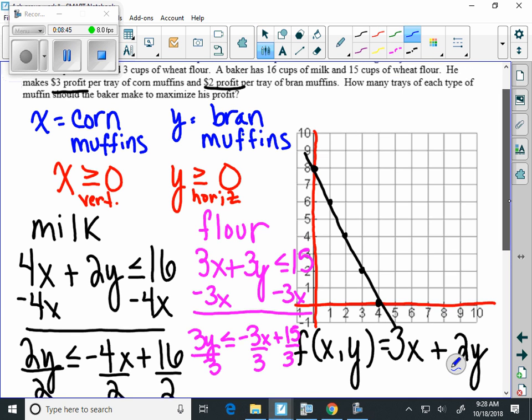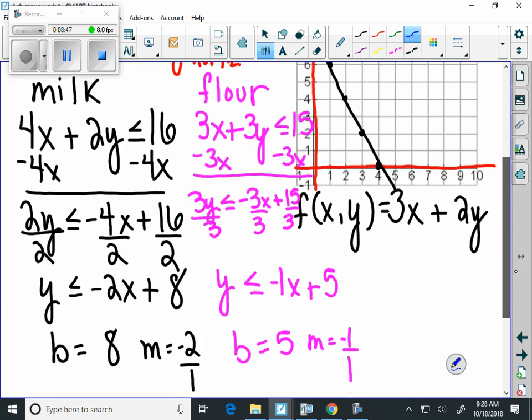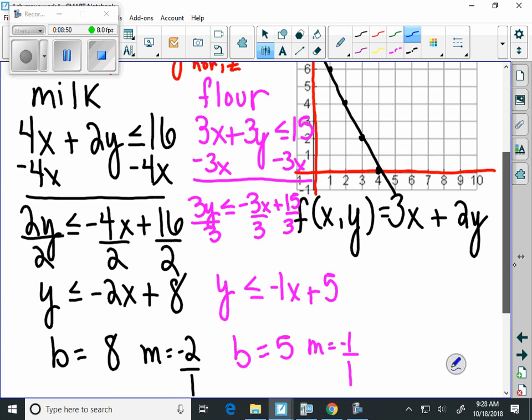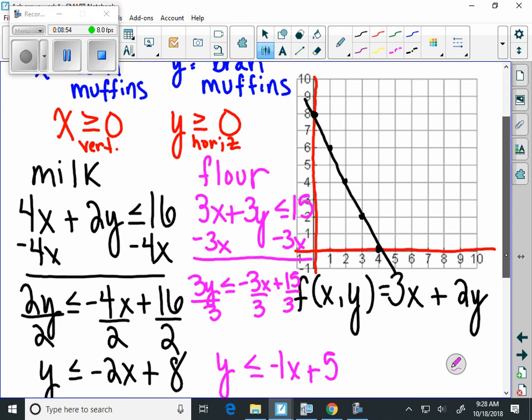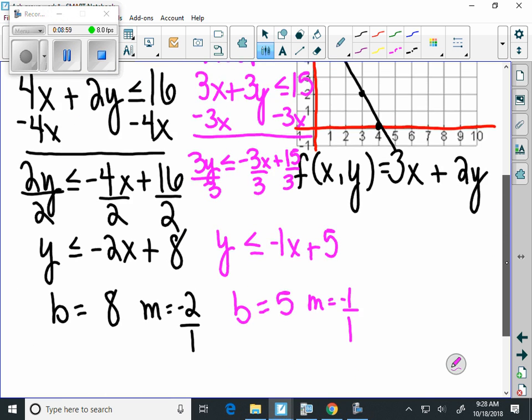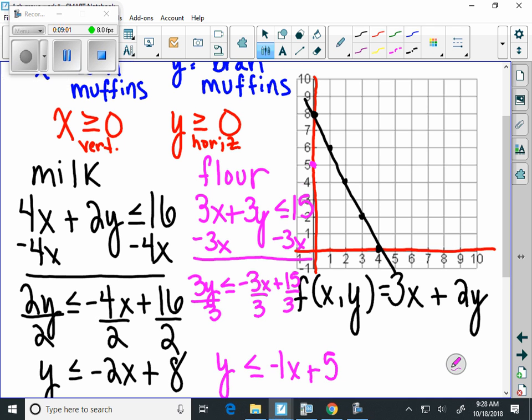And we've got one more to graph. We've got that pinkish purple inequality, which says b equals 5. And our slope on this one is negative 1 over 1, which means down 1, right 1, down 1, right 1, down 1, right 1, down 1, right 1, down 1, right 1. And there's our other inequality.